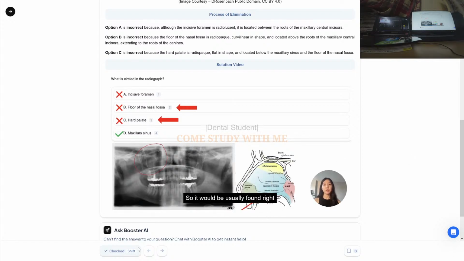So it would be usually found right above the incisors across the entire oral cavity, and we can see it here highlighted in yellow. And with a periapical radiograph, we can see the floor of the nasal fossa as a radio-opaque curved structure that will extend from the maxillary incisors to the canine. So it'll have a different appearance than what we see in the pan. So now we know what to look out for when we see this structure.